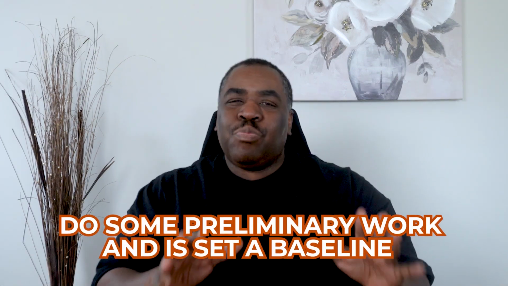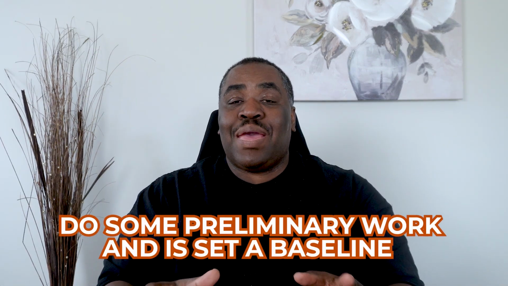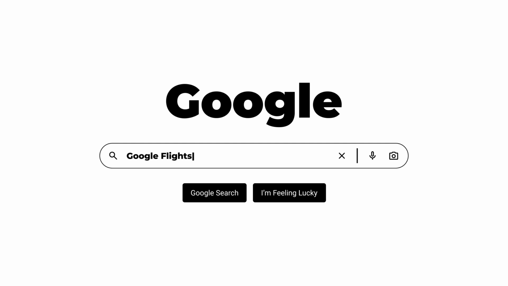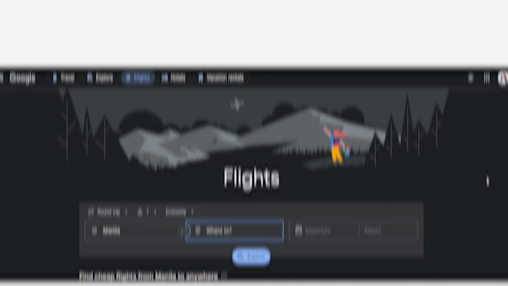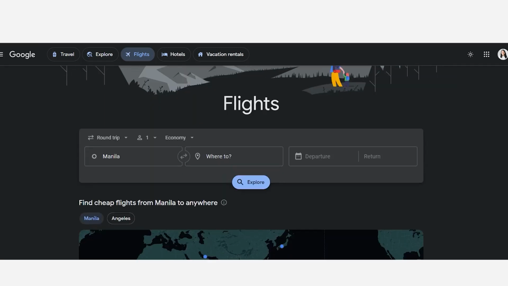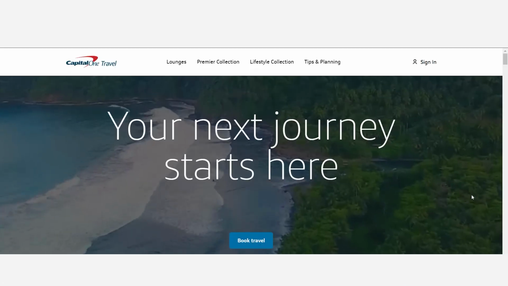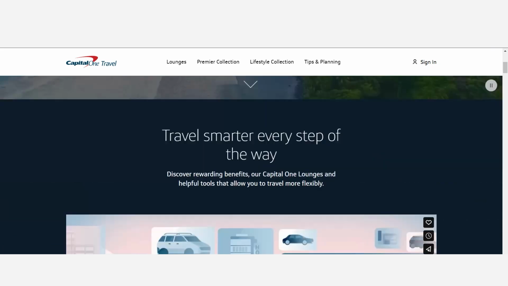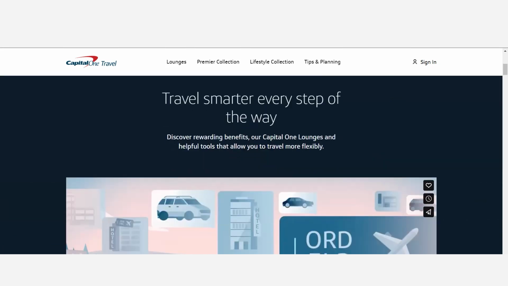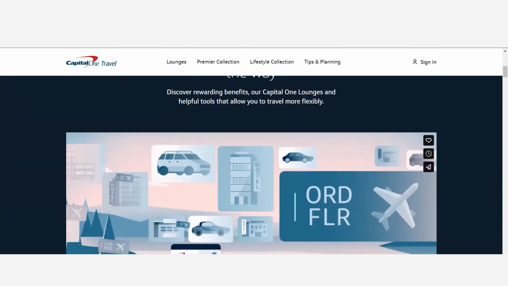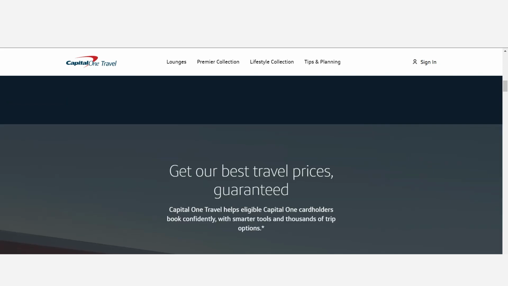Now, in order to be successful, there are three things we're going to have to keep in mind. The first thing we're going to do is do a little bit of preliminary preparation and set a baseline. And the way we're going to set this baseline is we're going to first look at Google Flights to be able to determine what flights are available for when we want to travel, and what's the normal cash price to be able to fly. Now, the next step that we need to do is we need to look at the Capital One travel portal and look up those same flights to see what their cash cost is, as well as what it will cost us in points.